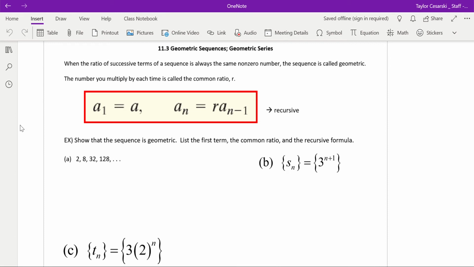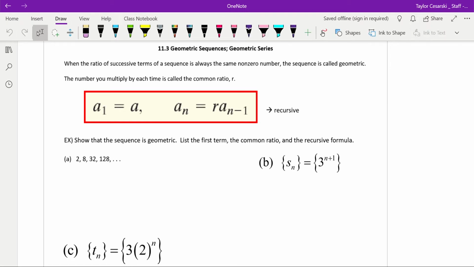Alright, hey guys, this is section 11.3, geometric sequences and geometric series. So we already talked about arithmetic sequences and arithmetic series, which is when you add the same number each time, or subtract if it's negative, but geometric is when you multiply by the same number each time.